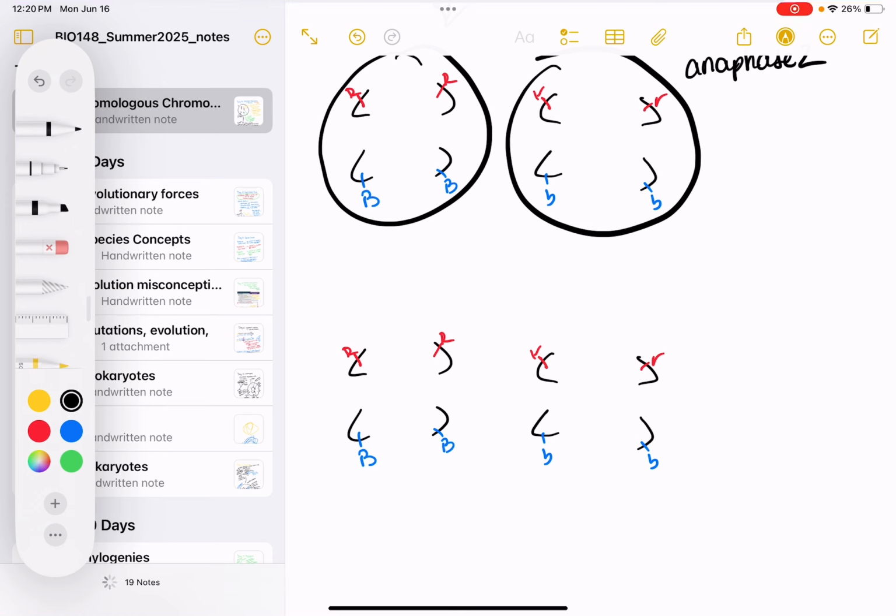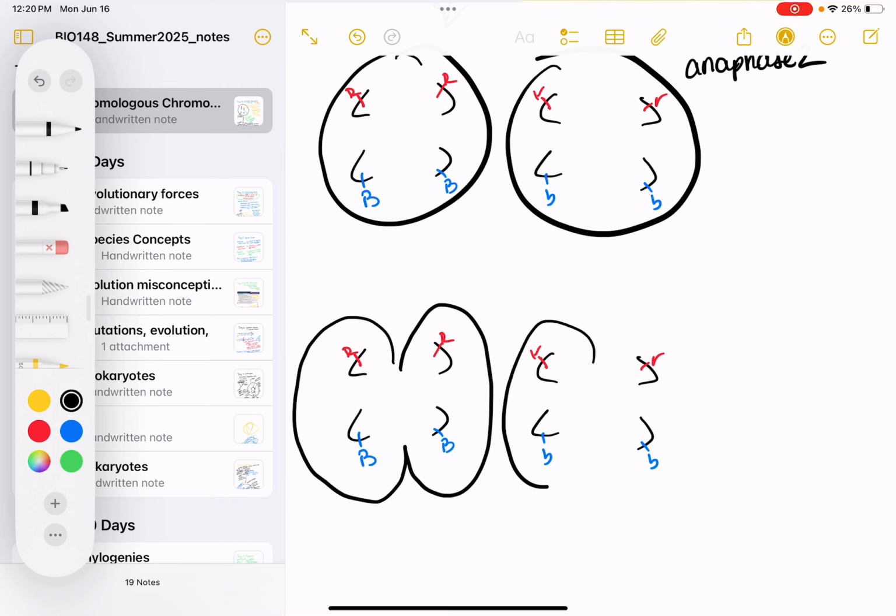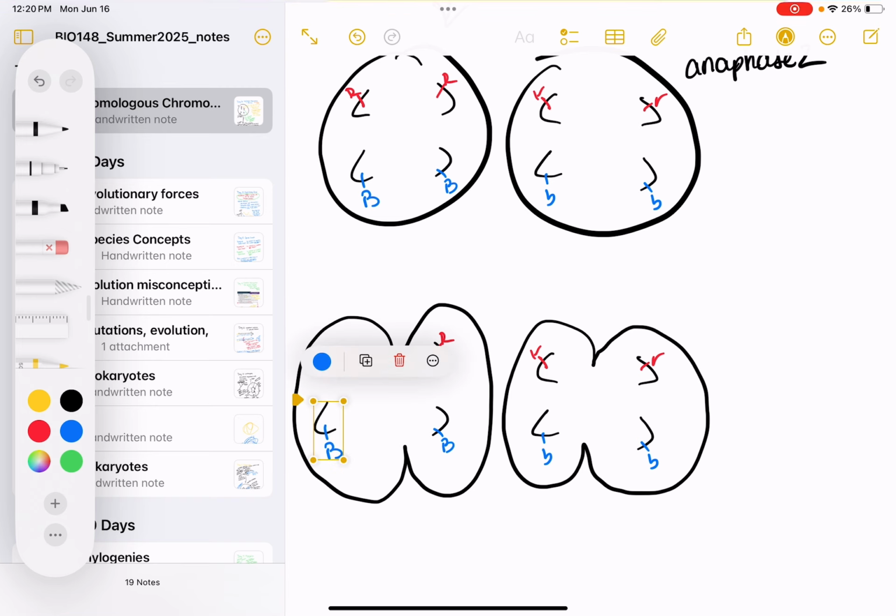I'm going to have the cell separating a lot more because I'm in telophase. These are going to be going even more to the edges, pulled apart.